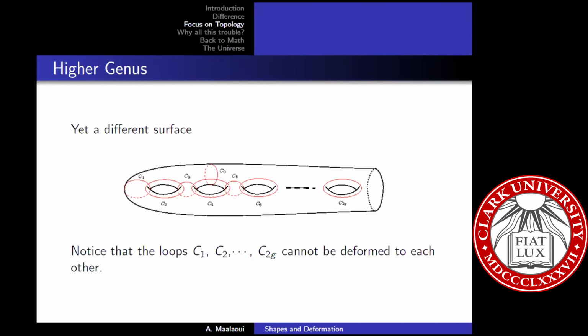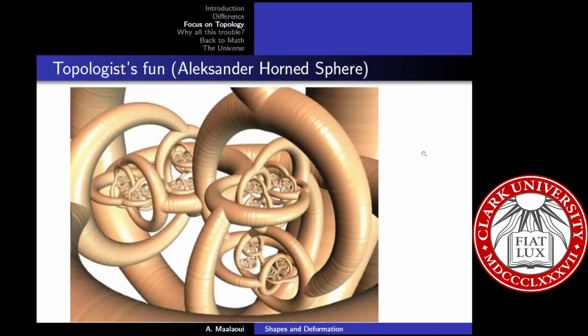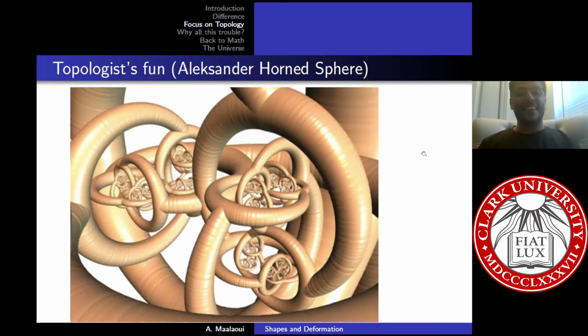Okay, so yet a different surface. Instead of taking one hole like the torus, you can take multiple ones. And you can see that the loops C1, C2, C3, and all of them cannot be deformed to each other. So when topologists want to have fun sometimes, they want to study shapes like this, the Alexander horned sphere. I would recommend you look at it, okay? You just go nuts. But just to give you a taste of what people do in their free time.